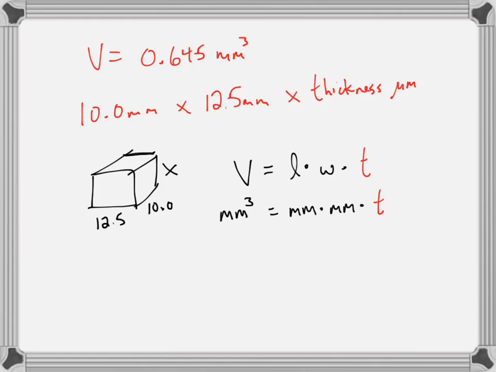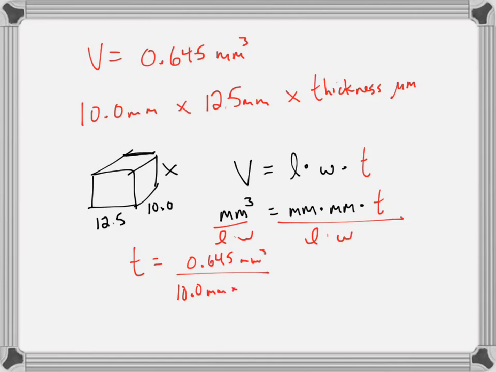So to solve for our thickness in millimeters, we can divide both sides by our length and our width. Our thickness: our volume was 0.645 millimeters cubed, divided by our length. I don't remember what our numbers were exactly, but not that big of a deal. And 12.5 millimeters. One of our millimeters cancels and it becomes millimeters squared on top. The other millimeter comes through and it becomes just 1. When we punch into our calculator, we will get, for units, millimeters.